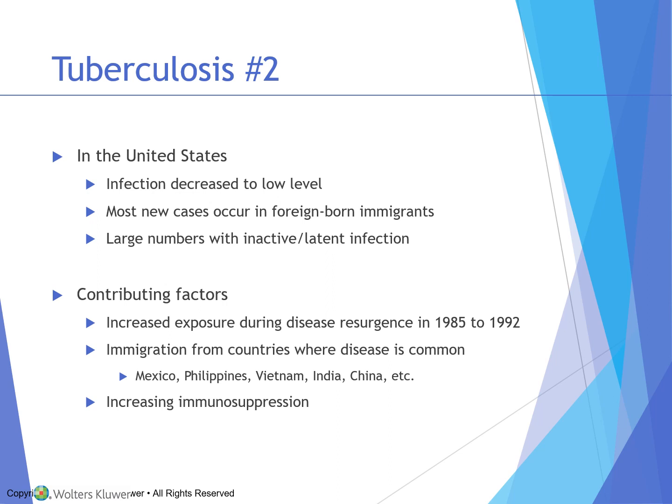So when we talk about inactive or latent, it's that the bacteria is not active, although it's still alive in the body, and it can become active later, just dormant, just there waiting for its opportunity. Some of the contributing factors are increased exposure during the disease resurgence in 1985 to 1992, immigration from countries where disease is common, such as Mexico, Philippines, Vietnam, India, China, and increasing immunosuppression.